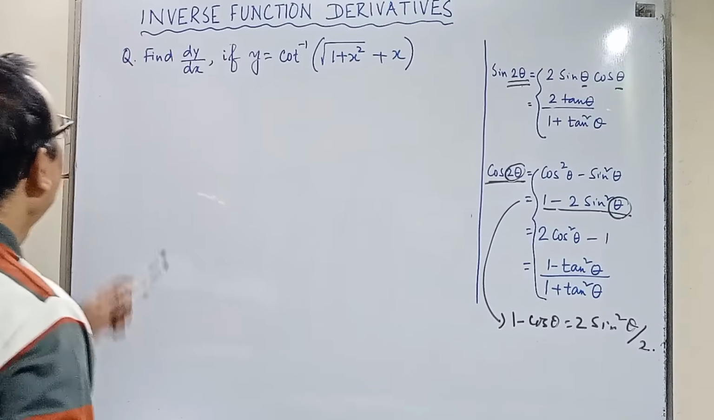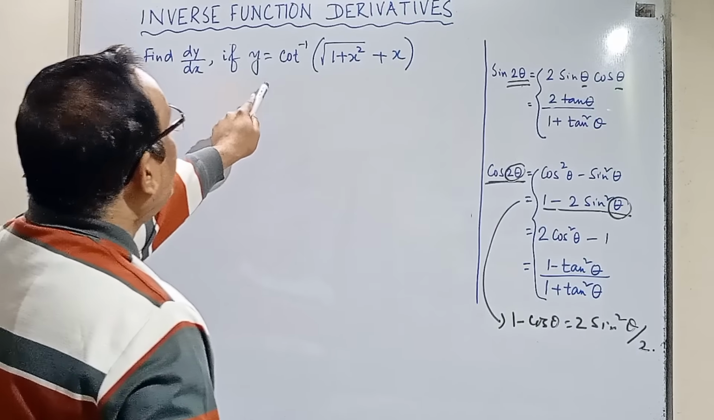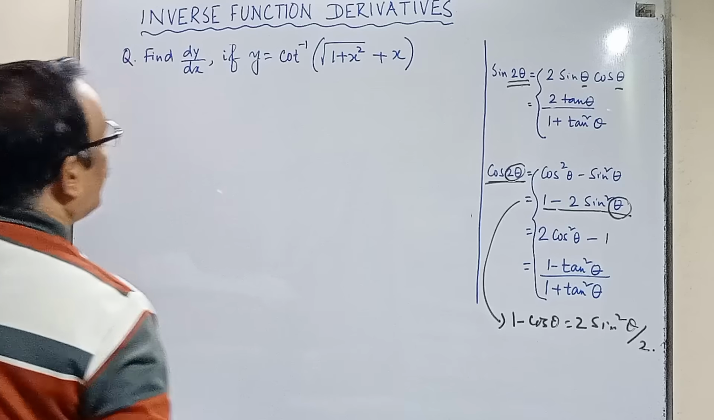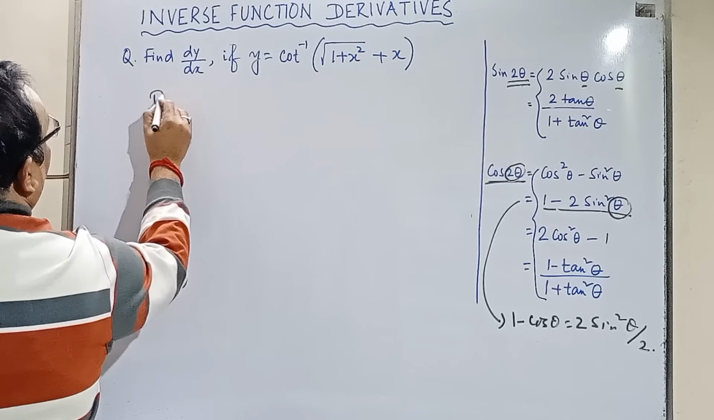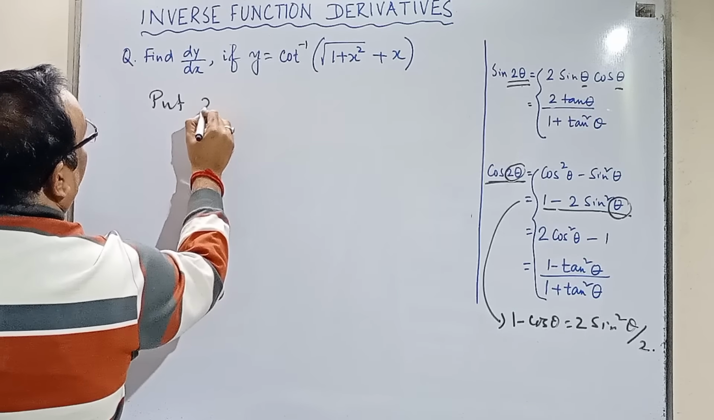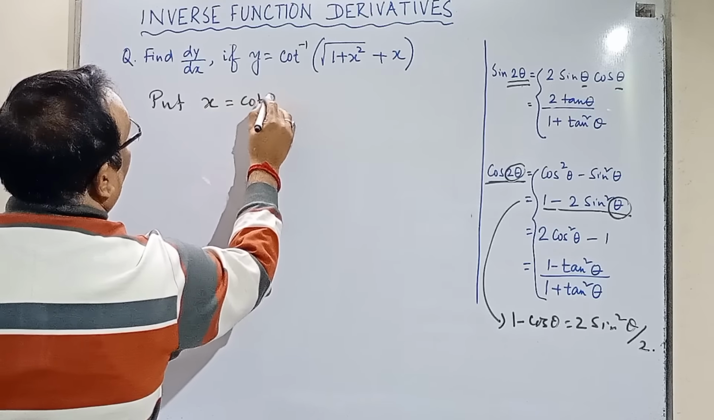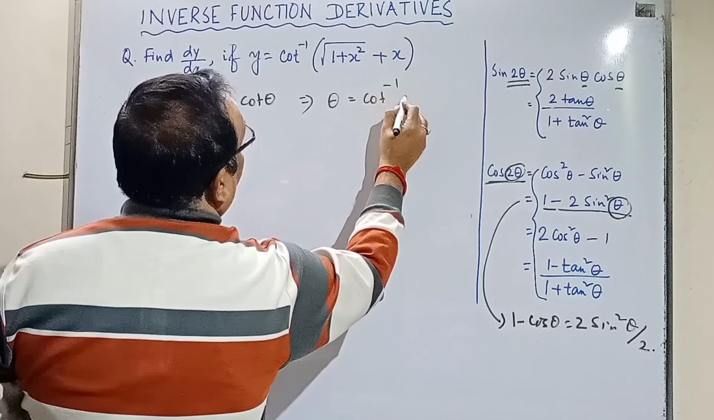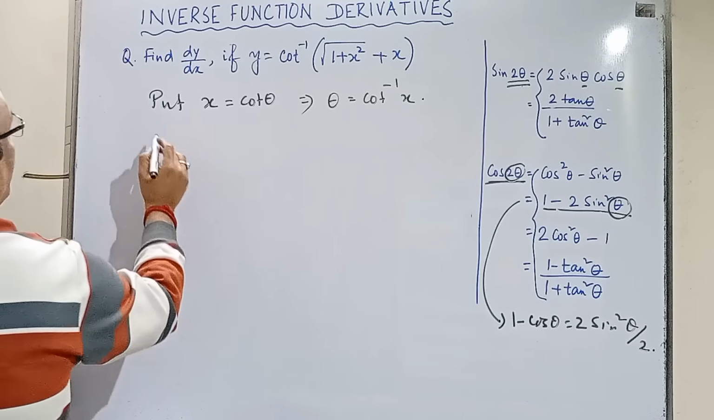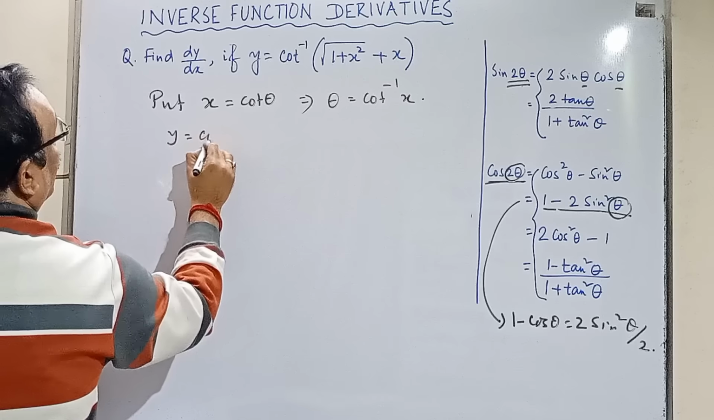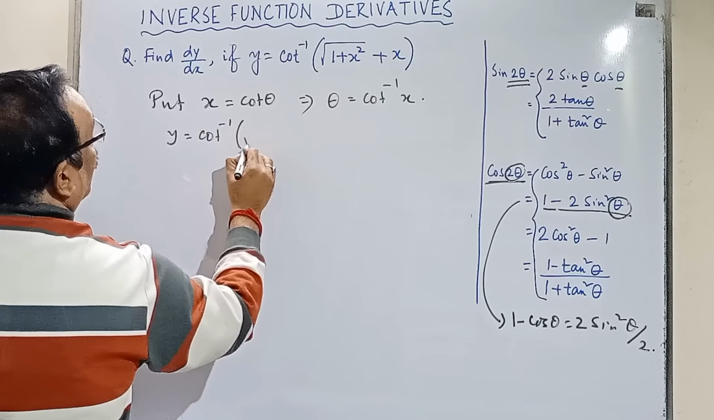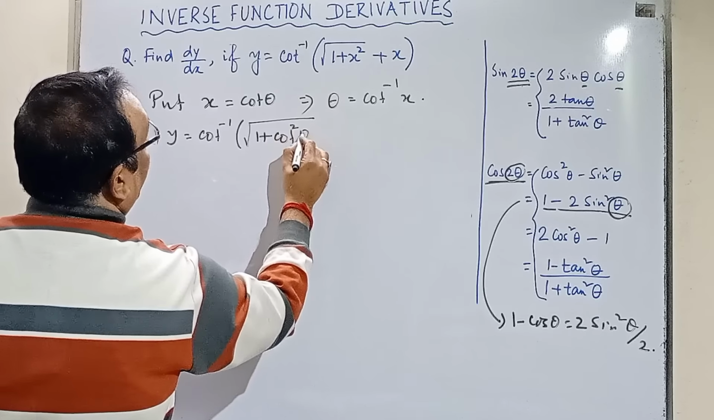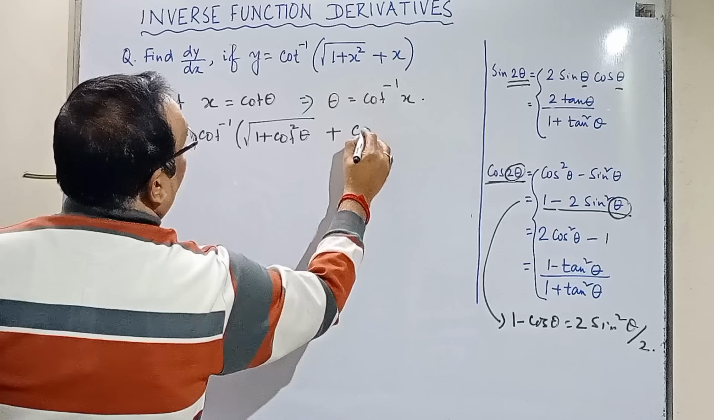So the next question is, find dy by dx if y is equal to cot inverse under root 1 plus x square plus x. So here, since this is cot, we'll put x is equal to cot theta. So from here we get theta is equal to cot inverse x. Now y is equal to cot inverse root over of 1 plus x square plus x. X is cot, so it will be cot square theta plus x. X is cot theta.